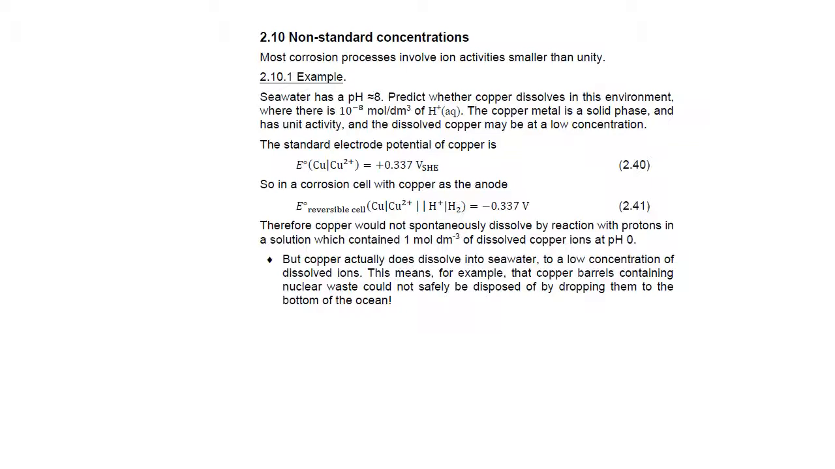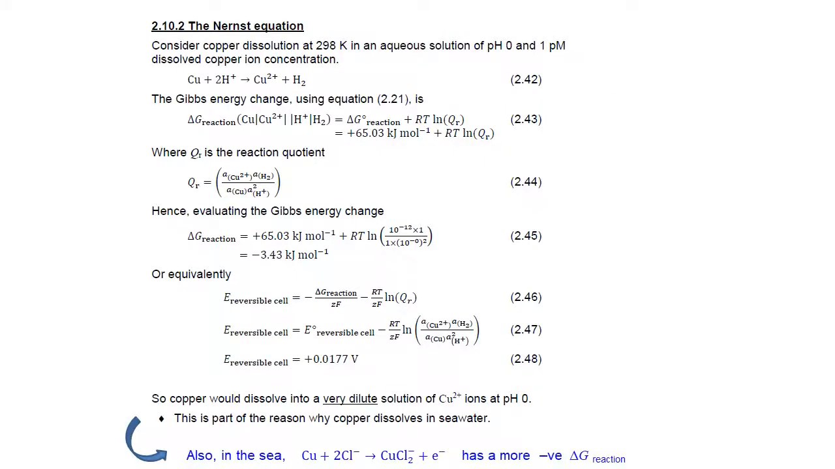To make this improvement, we need the Nernst equation to deal with non-standard concentrations of ions. So, section 2.10.2 says the improvement we need to take into account is done like this. So it shows we're considering here copper dissolution in equation 2.43, and we're looking for the Gibbs energy change of this process, which is the standard Gibbs energy change, plus a term to correct for the possibly non-standard ion concentrations.